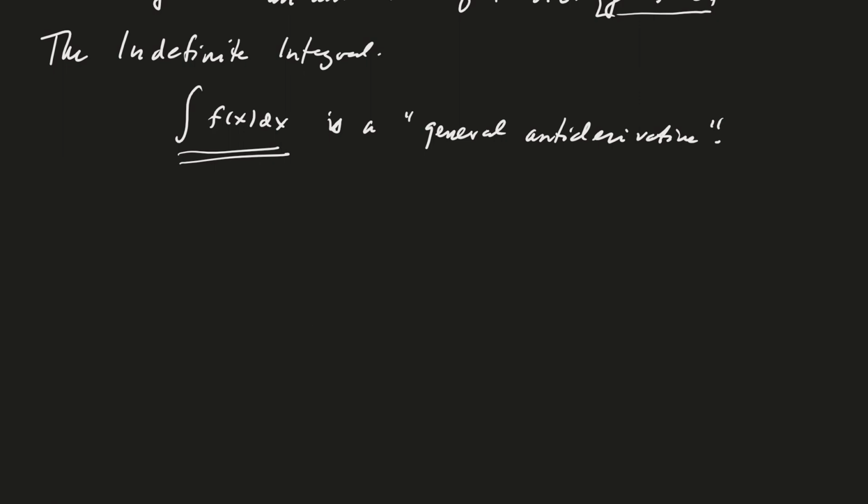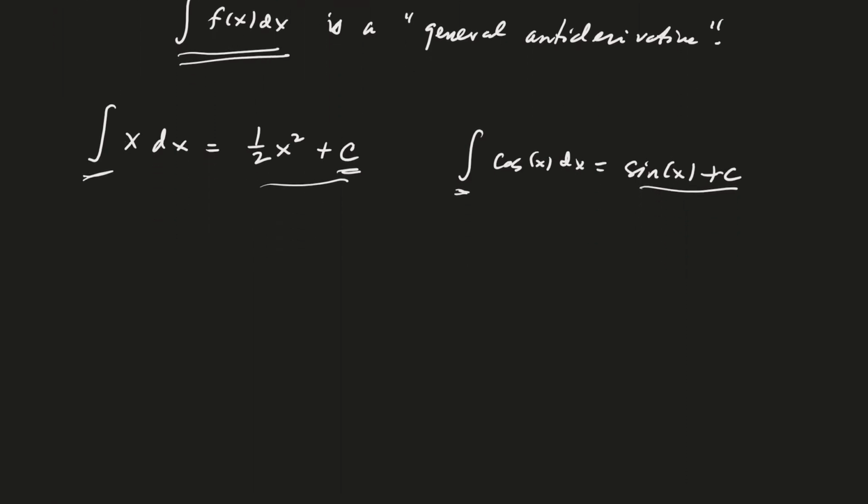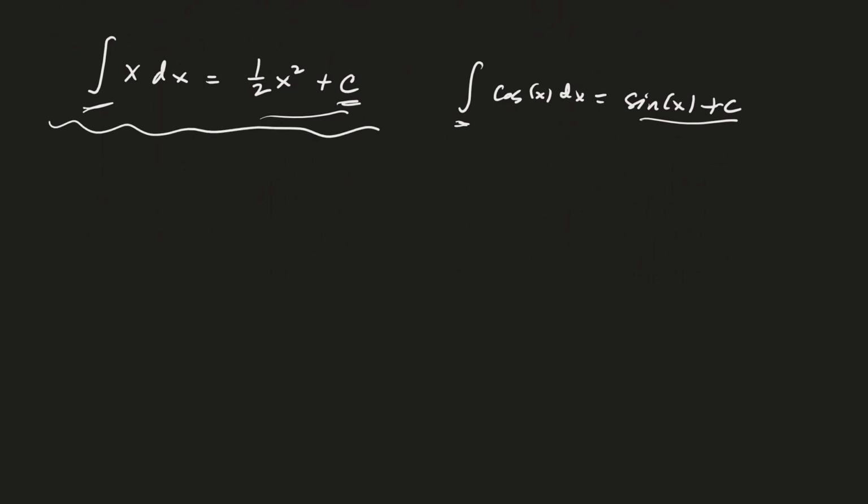So just a couple of quick examples. The integral of x dx is equal to 1/2 x squared plus c. So if you have the integral without any numbers, you're going to want to have the plus c there, or the integral of cosine of x dx is sine of x plus c. Good. And so if you see the notation with no numbers on it, no bounds, that means it's the generic antiderivative.